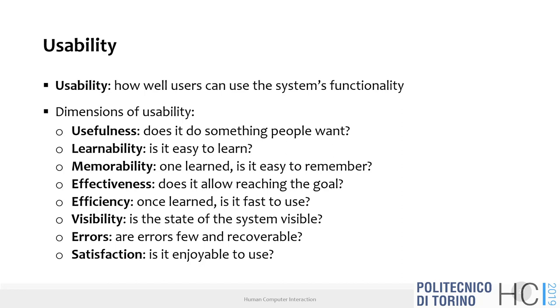Visibility is a bit more difficult to measure, whether the system helps the user understand its internal state, no? The evaluation gulf that we discussed last week. Errors: are errors minimized, so the number of errors that users make, is it low? And when an error is made, is it recoverable or irrecoverable? So if I make a mistake, I need to start from scratch.